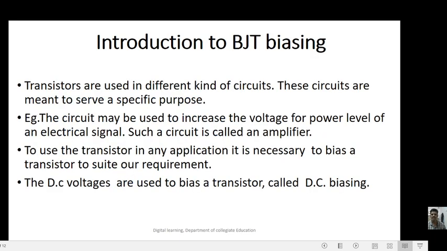Introduction to BJT biasing. BJT means bipolar junction transistor. Transistors are used in different kinds of circuits. These circuits are meant to serve a specific purpose. For example, the circuit may be used to increase the voltage or power level of an electrical signal. Such a circuit is called an amplifier. To use the transistor in any application, it is necessary to bias the transistor to suit our requirement. The DC voltages used to bias a transistor is called DC biasing.